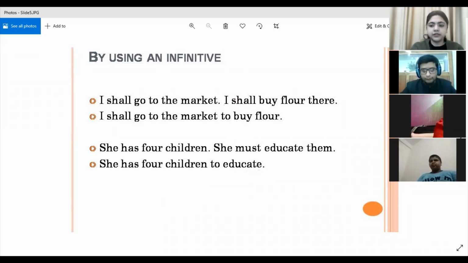Laksh, are you eating something? Don't eat.